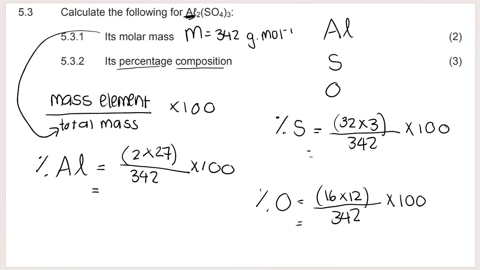So I know aluminium is 27, but we times it by 2 because in this compound we have 2 aluminium atoms. And there's my 3 percentages, 15,79, 28,07%, and 56,14%. If I add up those 3 percentages, I should get to 100. It might be a little bit off because remember, these can be rounded off to 2 decimal places.